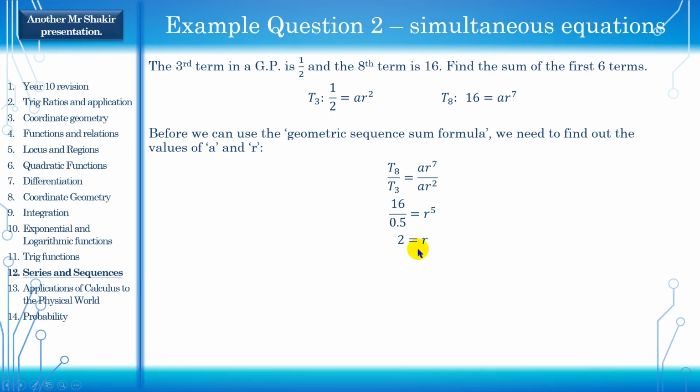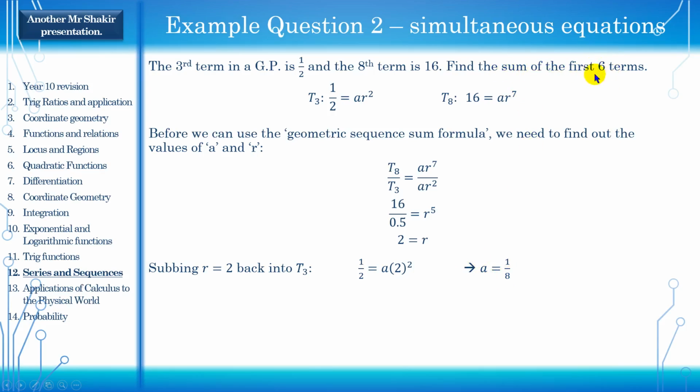Now, as in all simultaneous equation questions, we're now going to sub in the R value into either this or this, but this one looks a bit easier, so let's just use that. Sub it in, make A the subject, you get A is equal to an 8th. Fairly straightforward. Now I have A and R, and I also have the sum of the first 6 terms to find.